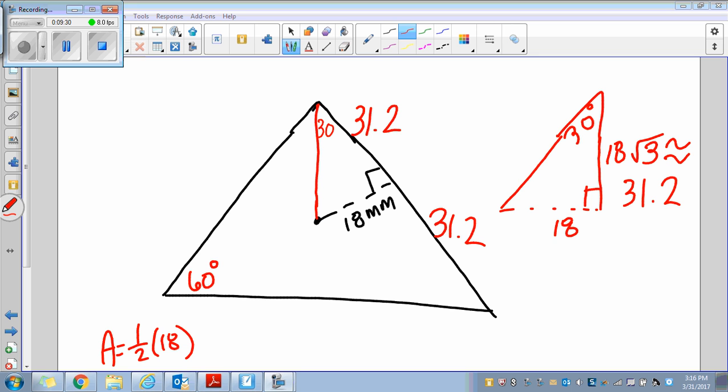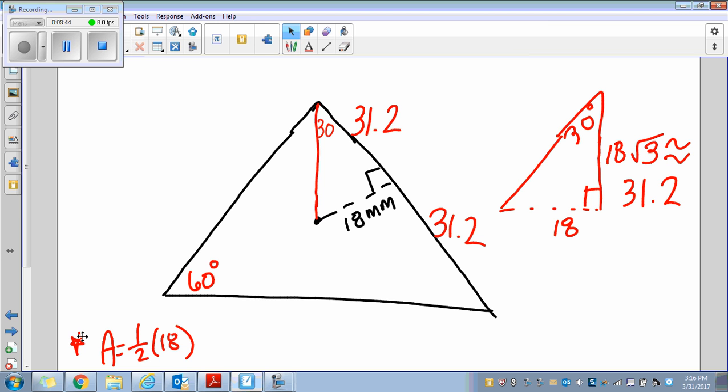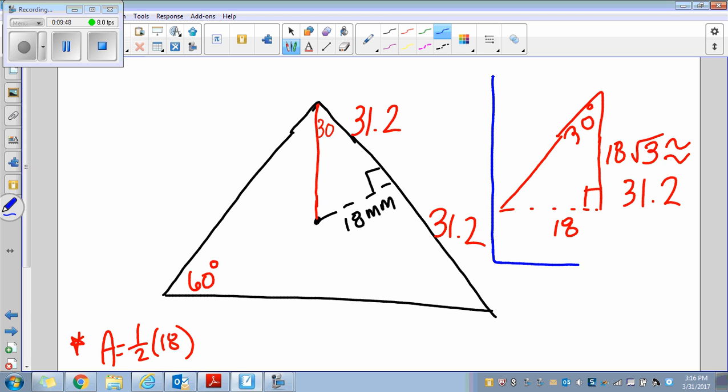Okay, and I know there's a lot going on in this picture. I just blew it up and made it a little bit bigger. We know that the apothem is 18, so I already started my formula down here. Area is equal to 1/2 times 18. Now, I came over and drew this triangle on the right-hand side of my page here.